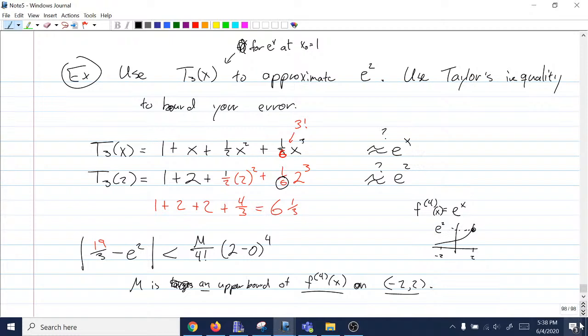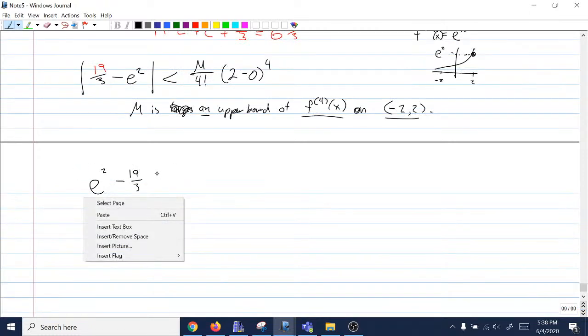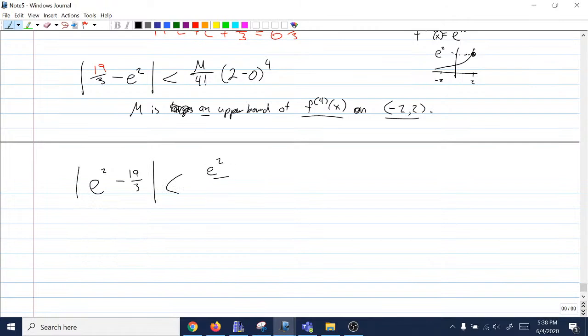Here's the worst thing about trying to use Taylor's inequality. This happens all the time. e squared minus 19/3 is at most e squared over 4 factorial times 2 to the 4. How big is e squared? Well, that's exactly the question I was trying to answer. I don't know what e squared is. If I'm trying to approximate e squared, it's bad having something that I can't bound. So I need to come up with a rough bound of e squared. How big could e squared be?